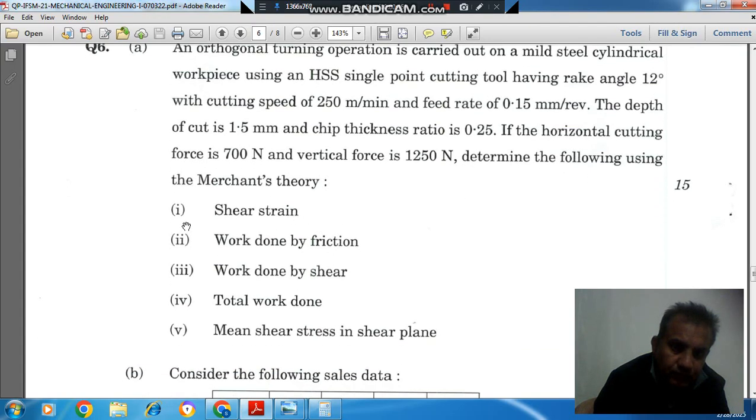Use the Merchant rule. 1. Shear strain. 2. Work done by friction. 3. Work done by shear. 4. Total work done. And 5. Mean shear stress in shear plane.